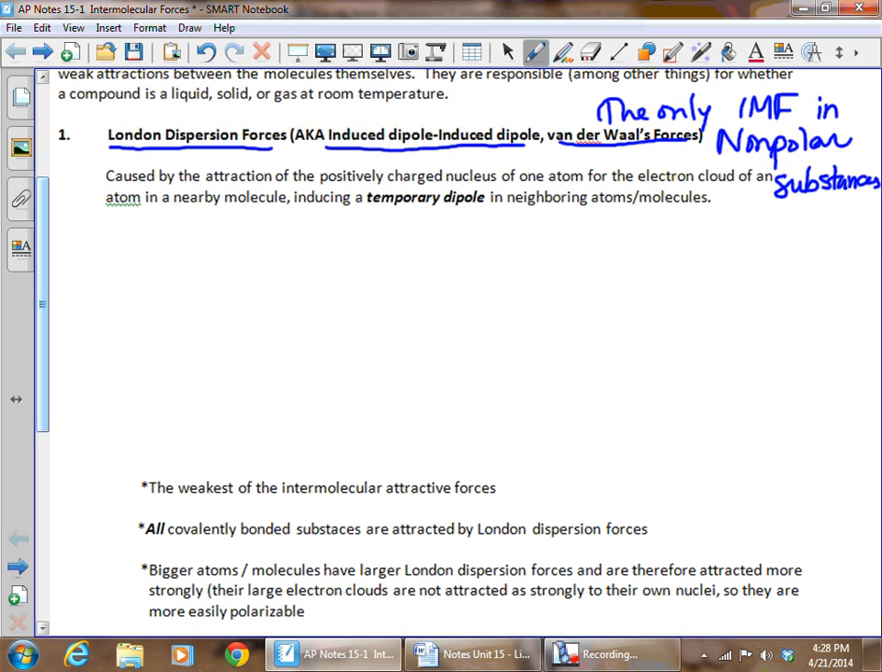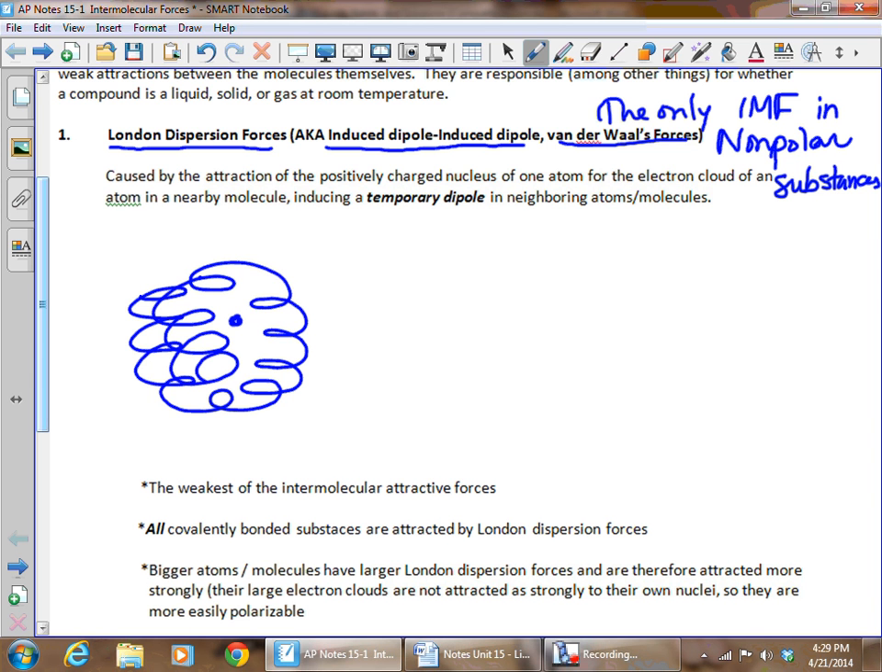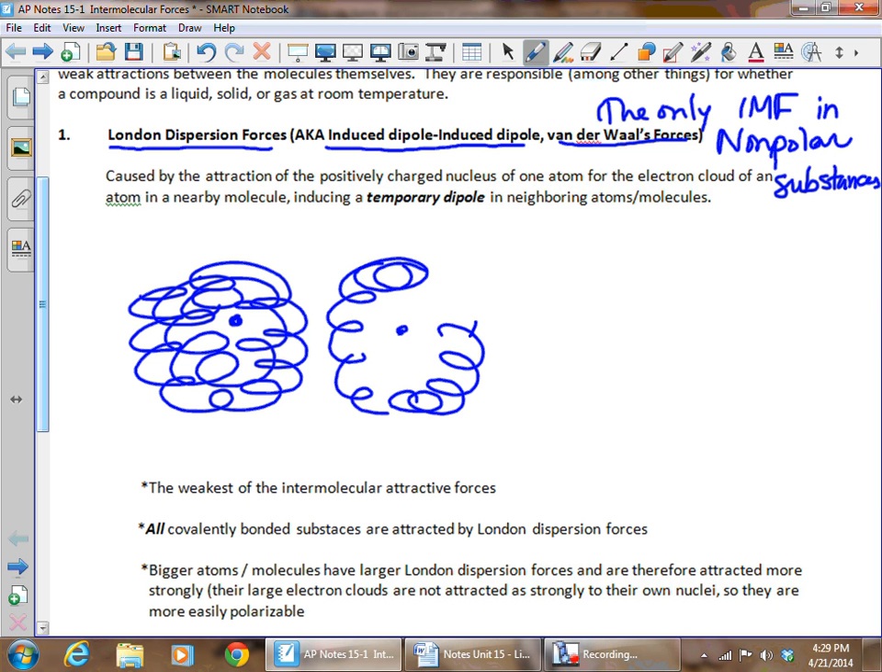And it's caused, as it says here, by the attraction of a positively charged nucleus of one atom for the electron cloud of an atom in a nearby molecule. What that does is induce a temporary dipole. And I'm not much of an artist, but let's imagine that we've got this xenon atom here, for instance, with its electron cloud around it, and along comes another xenon atom. And we're going to call their electron clouds gushy, or weebly wobbly. Gushy is a little easier to say.